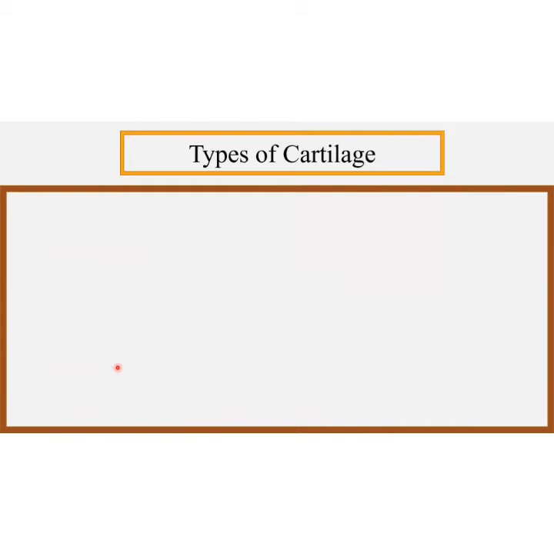Types of cartilage, very important. The first type is called hyaline cartilage. Hyaline cartilage is strong and flexible cartilage. It is found covering the ends of long bones, in the nose, the air passageway in the nose, next the larynx, trachea, and then the bronchial tubes.